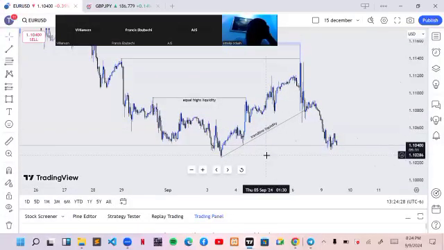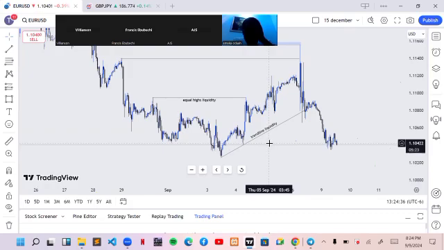The market is trending higher highs and higher lows, or lower highs and lower lows. In the opposite direction of where the market is going, there's liquidity being built up. And once the market starts reversing, it clears that entire zone.